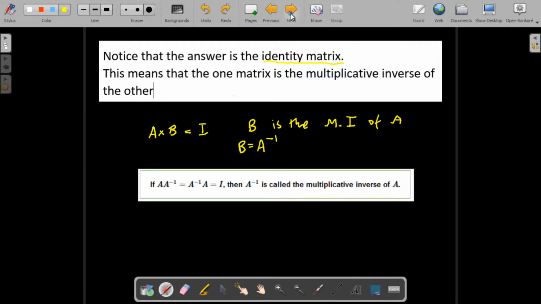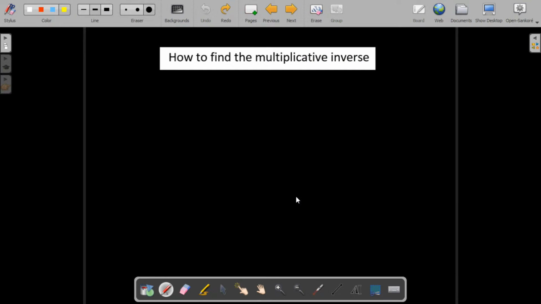The next question you're probably asking is, how do we find the multiplicative inverse? There's a few steps involved. The first thing we haven't looked at is what's called the determinant. We need the determinant to work out our multiplicative inverse. And it's a good idea to break the steps down into smaller parts.